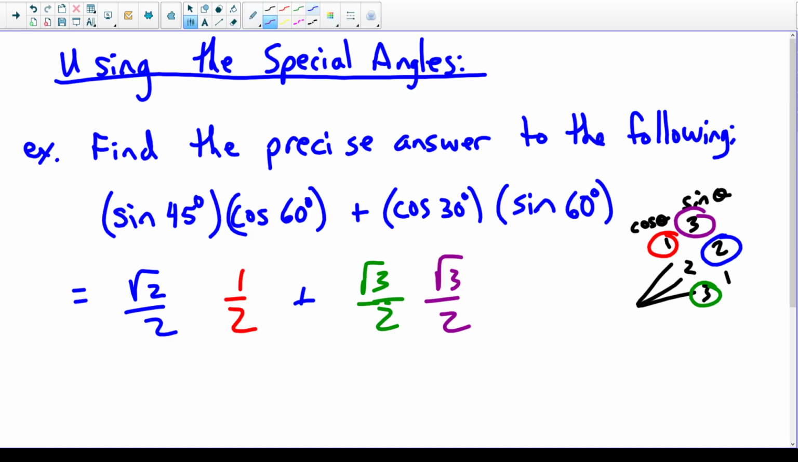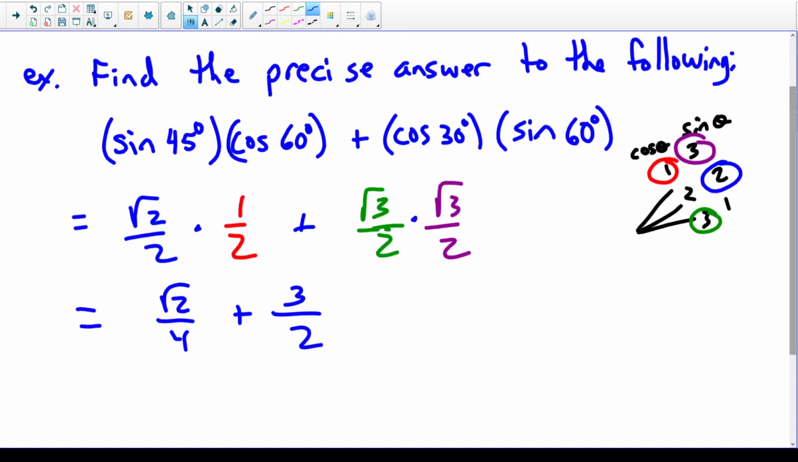And then we'd have to actually do the math to simplify this. So these are multiplying, top times top, bottom times bottom. So we'd have root 2 over 4, plus root 3 times root 3, which is just 3, because it's root 9, over 2. Sorry, over 4. Almost made a mistake there. Top times top, bottom times bottom. And then we'd add the tops.